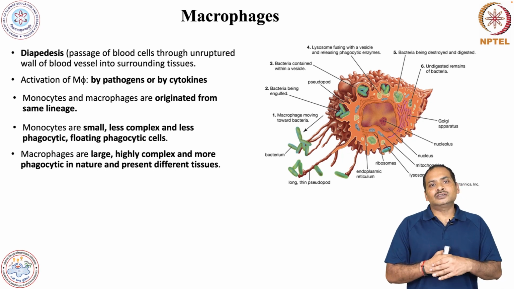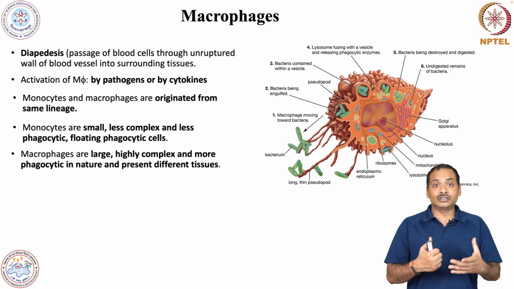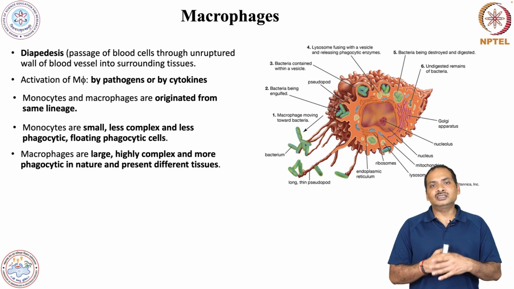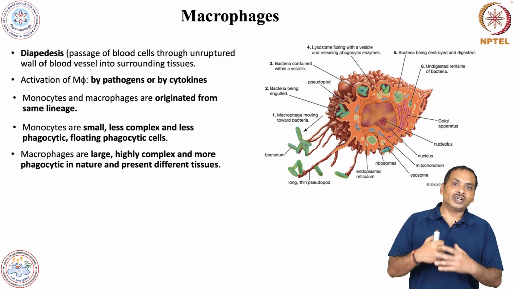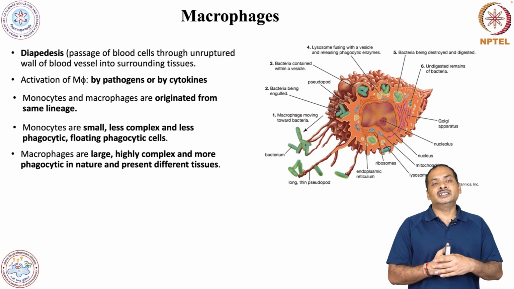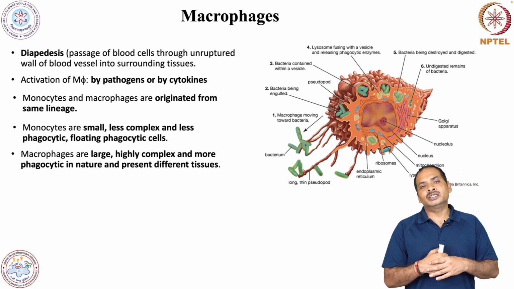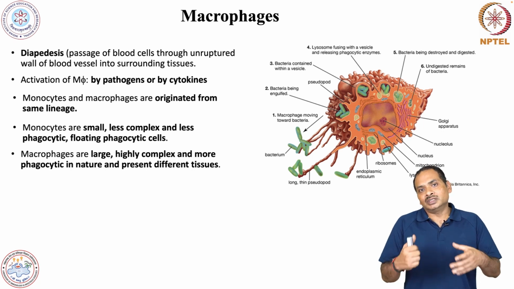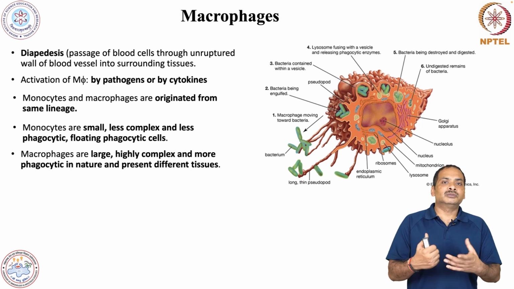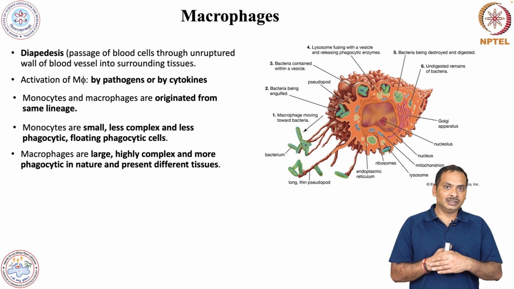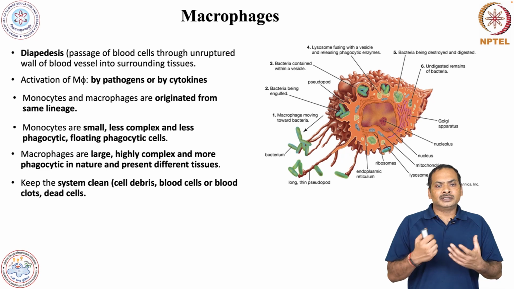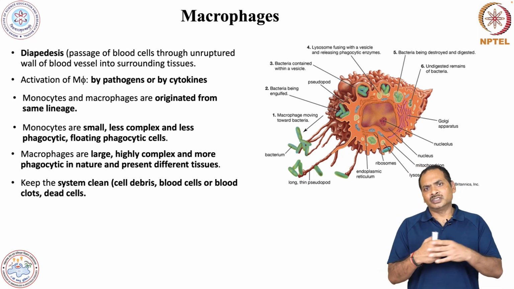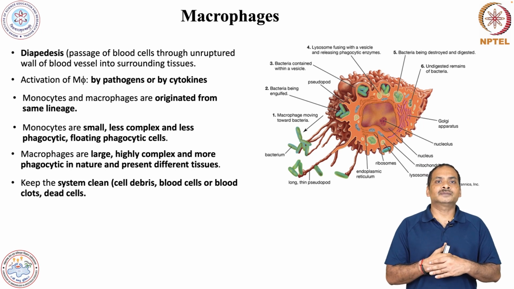Macrophages, on the other hand, are highly complex. If you take the tissue macrophages, they are large, very complex and more phagocytic in nature, and in different tissues we call them by different names. Of course, it is not only the name; they also have different properties. I will discuss in an upcoming slide what the different kinds of macrophages are.